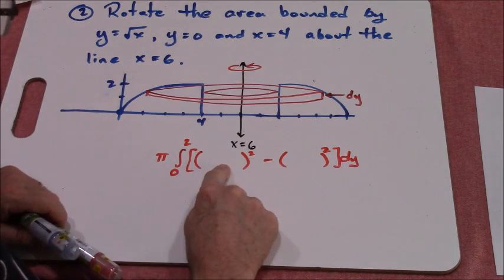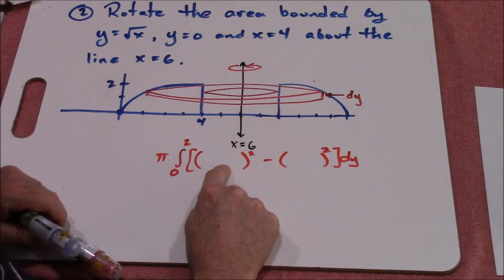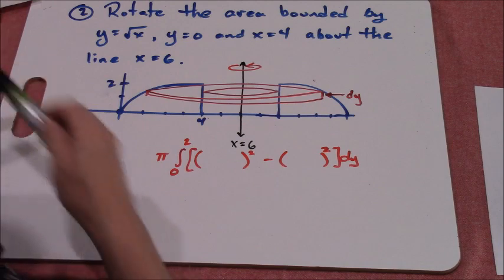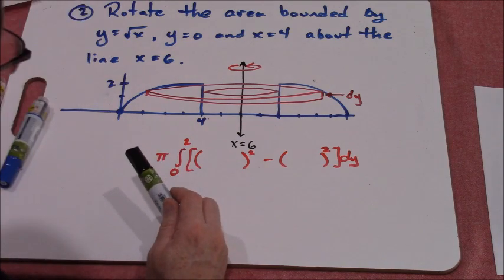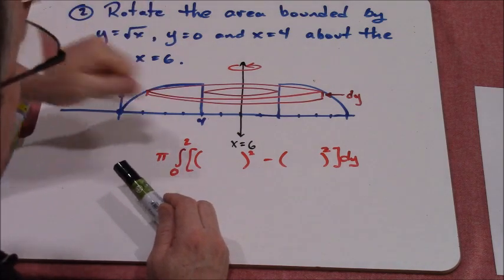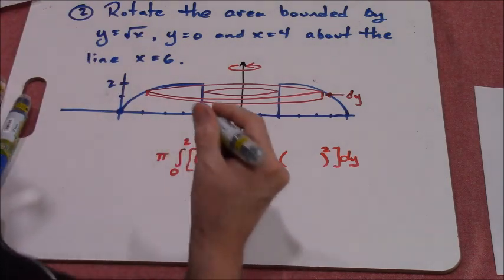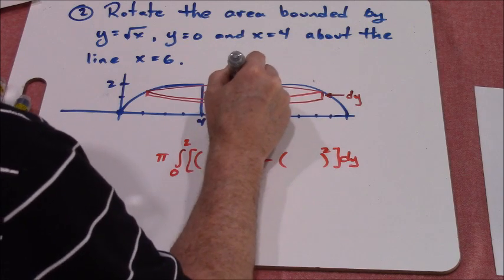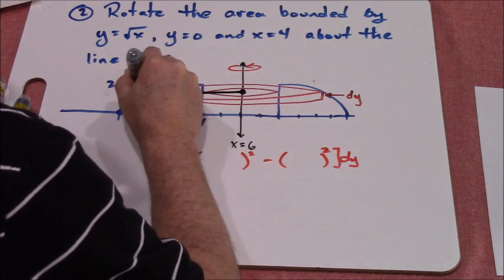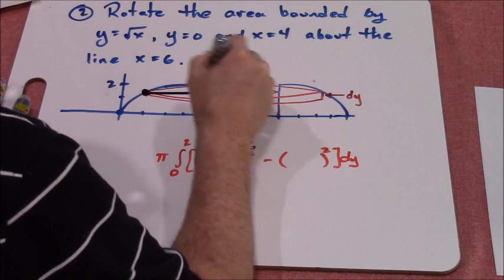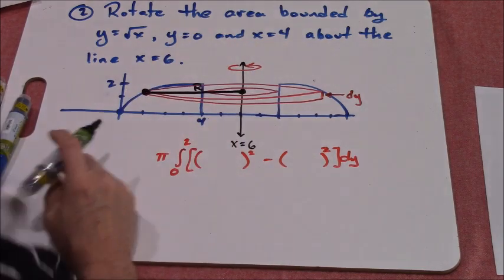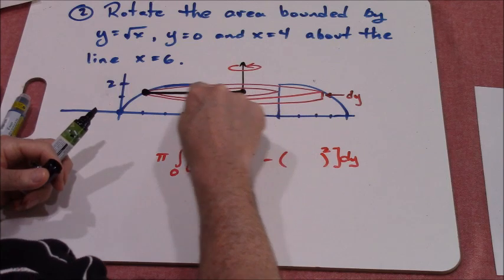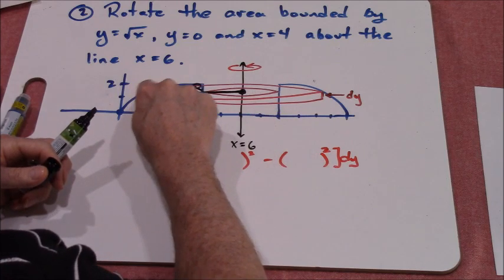All right, so now I just need an expression for my large radius. So every problem we've done so far has always gone from either the y-axis to some point or the x-axis to some point. Well, here, my large radius is going to look like this. It starts at this line right here and goes back to this curve, which was the square root.